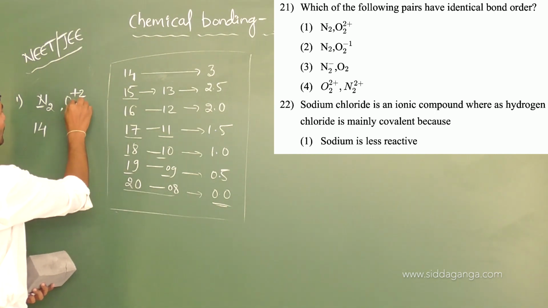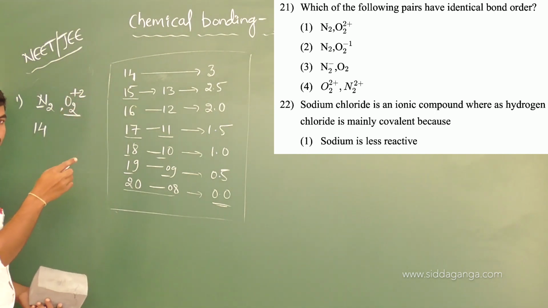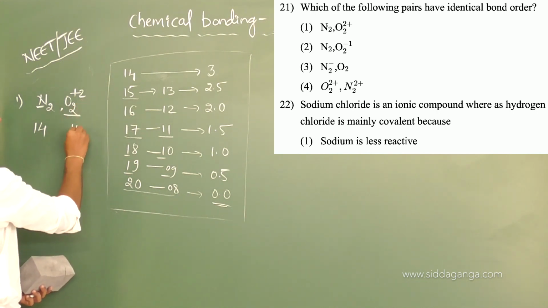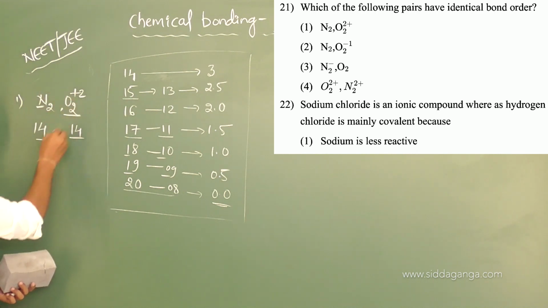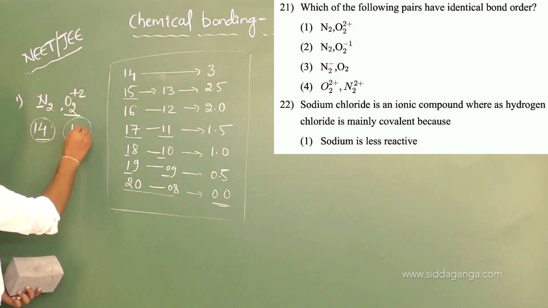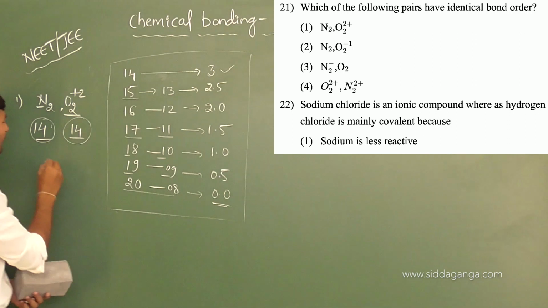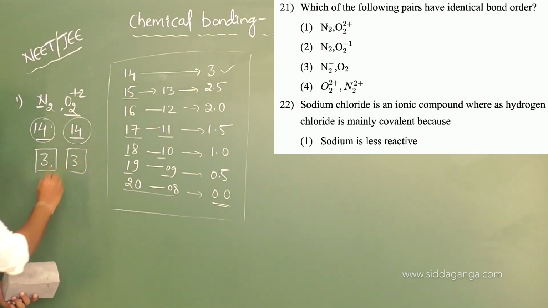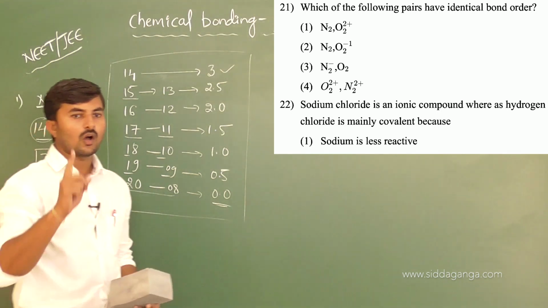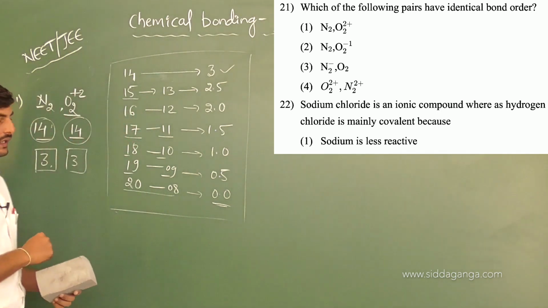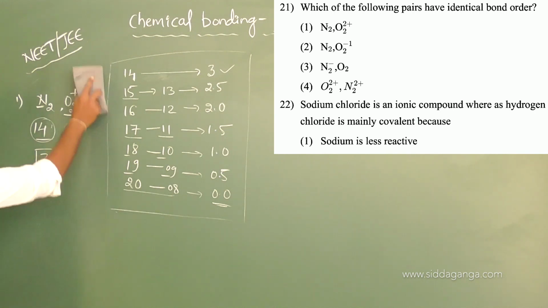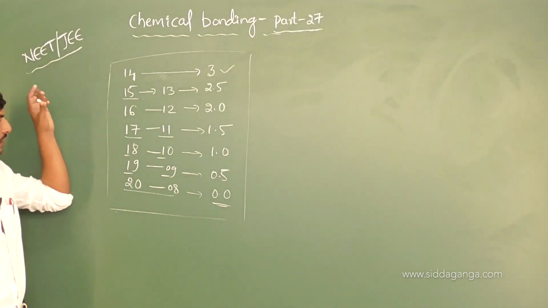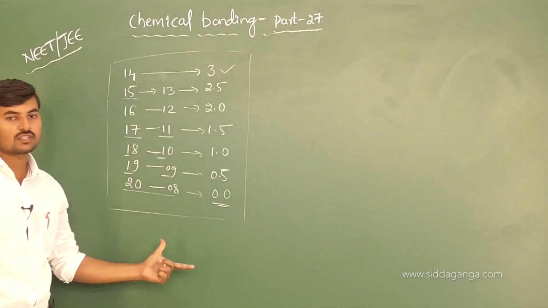Each oxygen atom has 8 electrons. 8 twos are 16, minus 2, that is 14 electrons, which means both molecules have the same 14 electrons. That means both molecules will have the same identical bond order, that is 3 and 3. So which set will be the correct answer here? Option 1 will be the correct answer. Before solving problems regarding bond order, you must remember this chart.